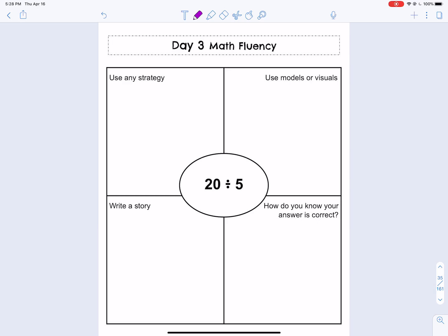Today I thought that I would go over how to do a math fluency page with a division math fact.